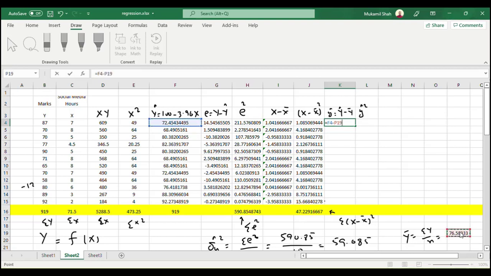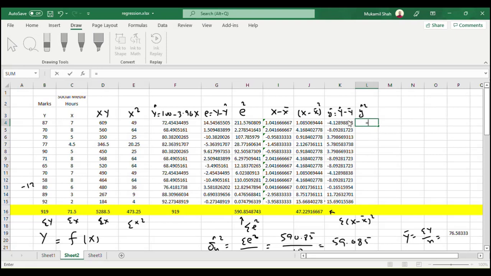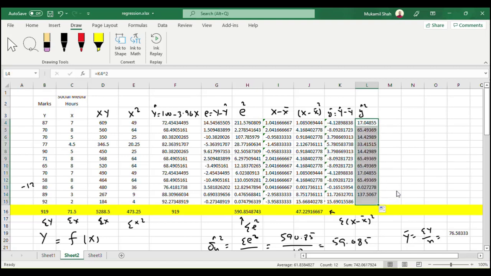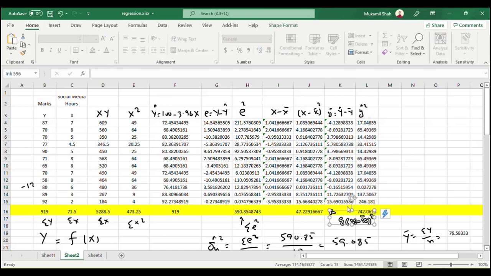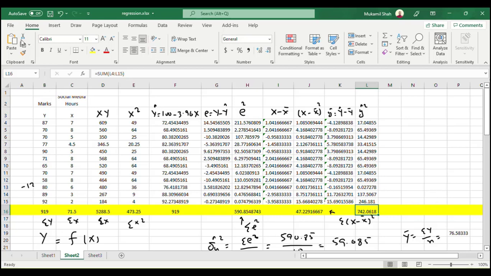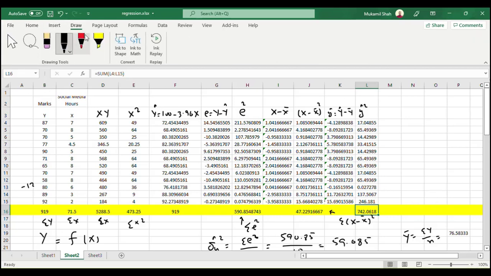Don't forget to press F4 on your keyboard to make it constant. So this is the entire column. Now you have to square each and every value. Squaring it, I got y hat square, and this is equal to this value. Now if you sum it, its sum is equal to this value. So this is equal to summation small y hat square.